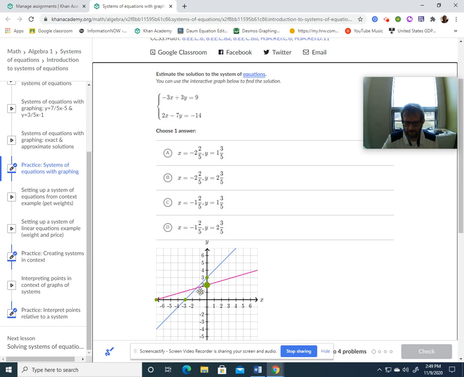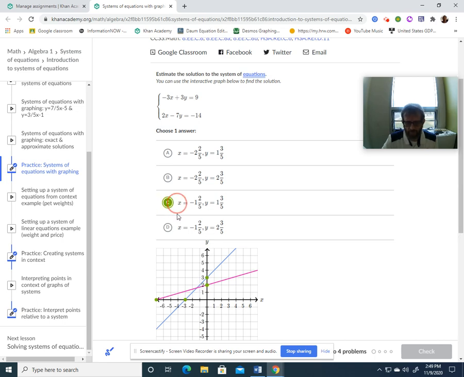So the intercepts are nice. Now, where is that intersection? Well, x is in between negative 1 and negative 2. Well, this is past negative 2, so it's this one. Y is between positive 1 and positive 2, right there.